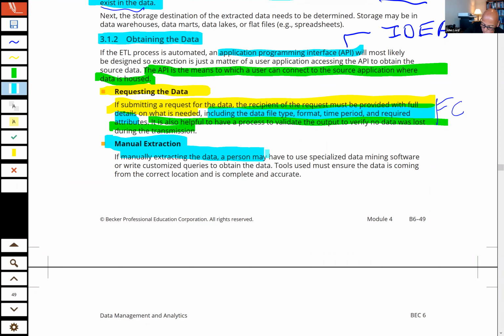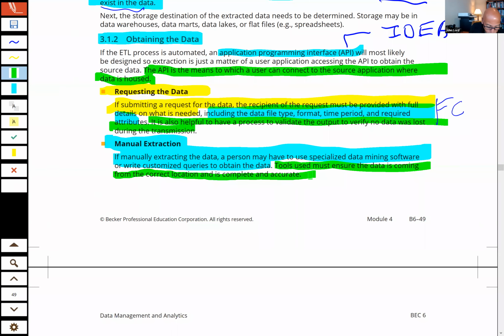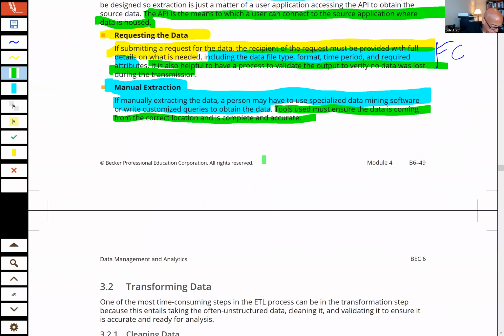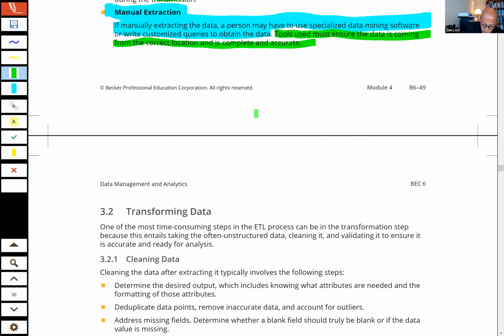Okay. Now you can do a manual extraction. Manually extracting the data, a person may use specialized data mining software or write customized queries to obtain the data. IDEA software, for example, would be something that you could use as data mining software. Tools used must ensure the data is coming from the correct location and is complete and accurate. Okay, good. Then let's take a look at the next page.